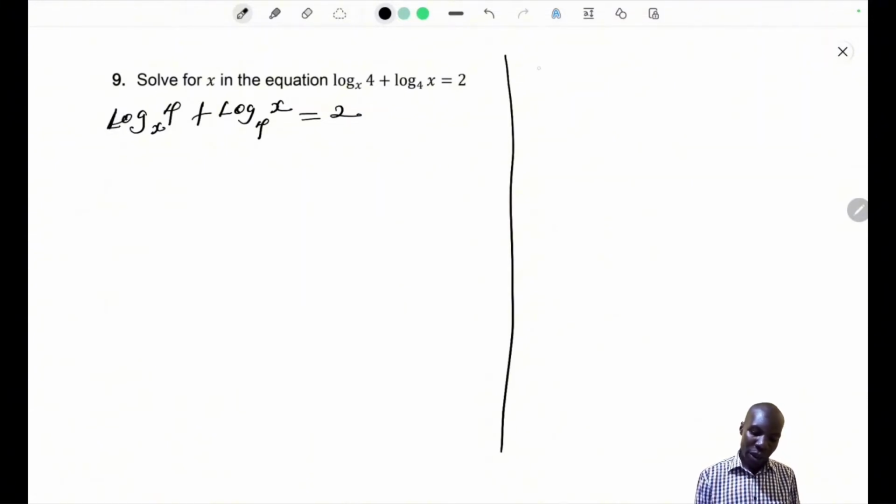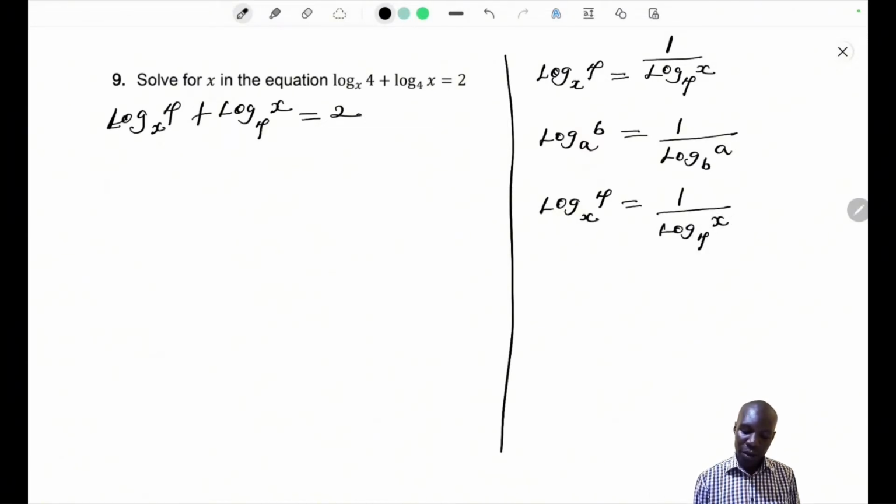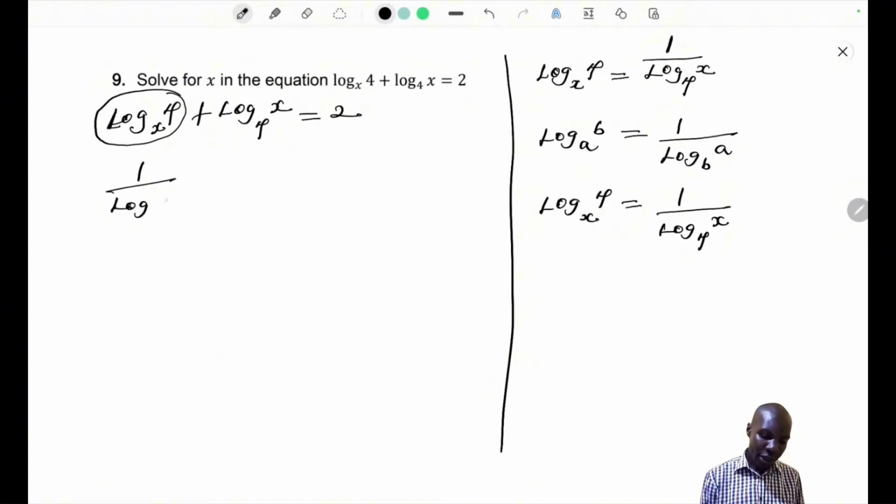So for us to solve this, we know that log of 4 to base x can be written as 1 over log of x to base 4. I repeat, if you are given log of b to base a, this can be written as 1 over log of a to base b. That is why, if we have log of 4 to base x, this can be written as 1 over log of x to base 4. So instead of having this, let's have 1 over log of x to base 4 plus log of x to base 4 equal to 2.